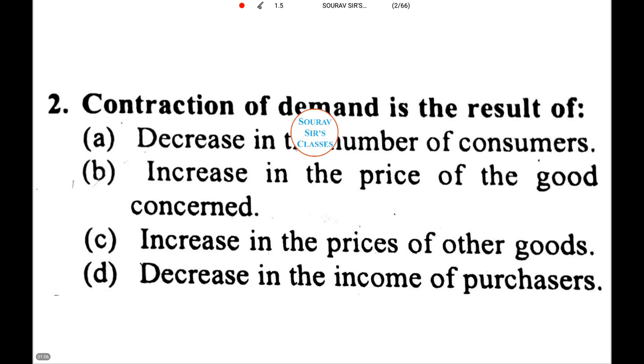Contraction is the result of, so let us check, a decrease in the number of consumers, an increase in the price of the good concerned, an increase in the prices of other goods, or a decrease in the income of purchasers. Actually, contraction of demand is the result of an increase in the price of the good concerned, and therefore the answer will be B.